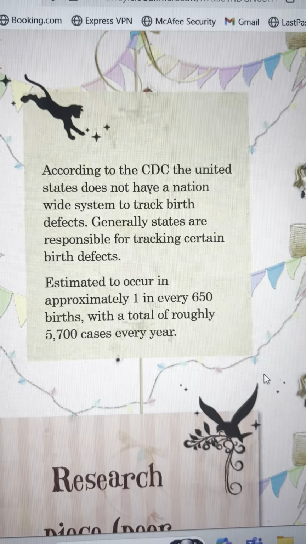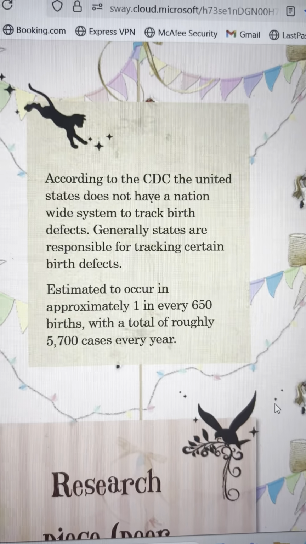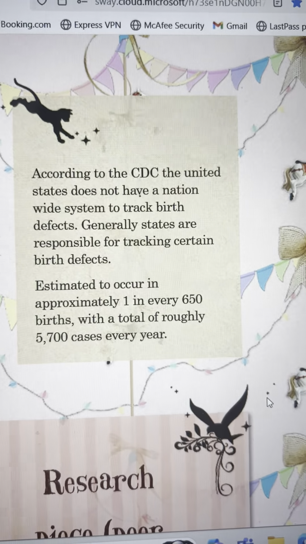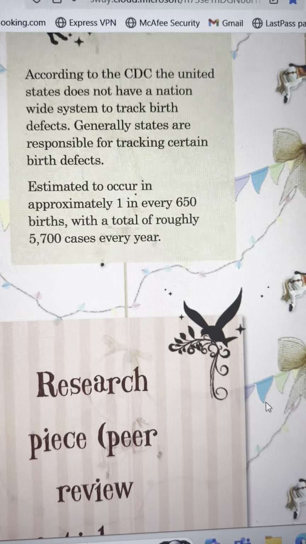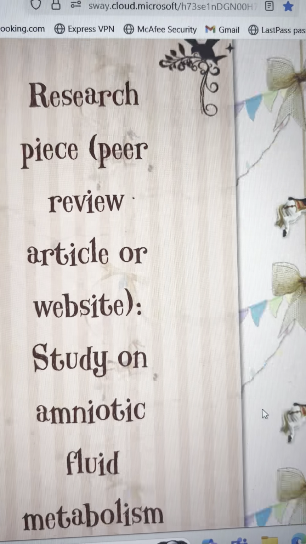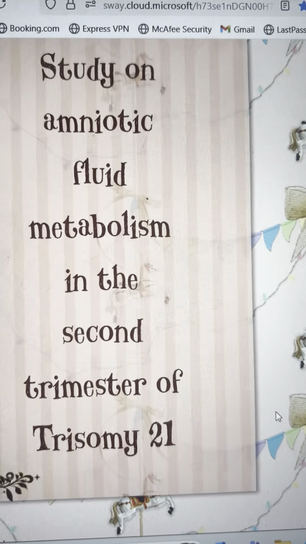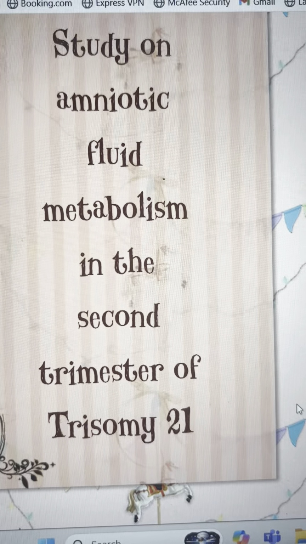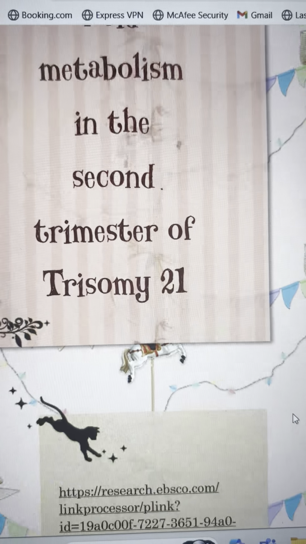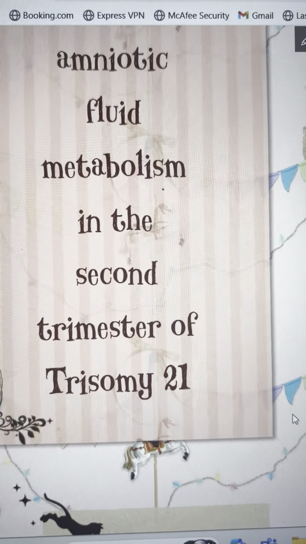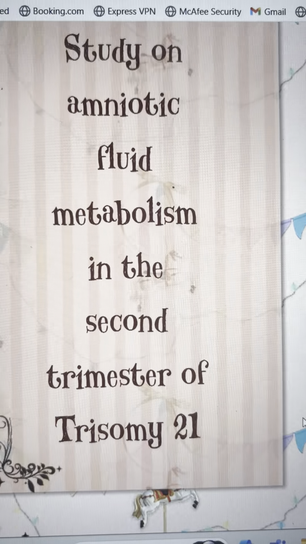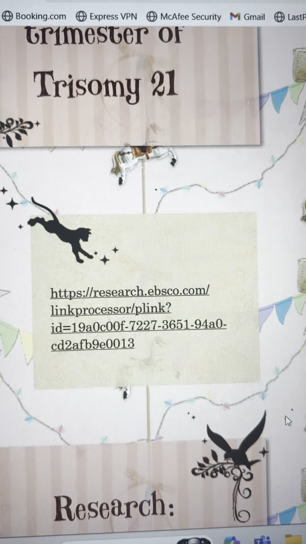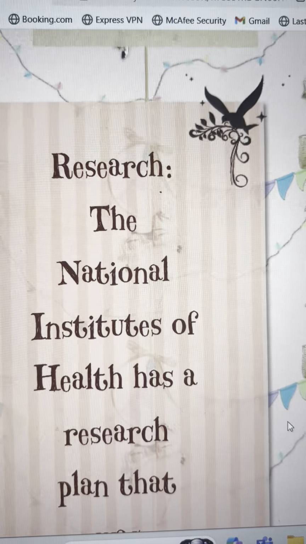Epidemiology would be that ultimately this is actually tracked by the state, not the United States, and approximately 1 in every 650 births, with a total of roughly 5,700 every year. Research I found was a study on amniotic fluid metabolism in the 2nd trimester of trisomy 21. So this goes into cellular metabolism in utero and just the differences you can already see in the function in utero. And I will attach that link as well.